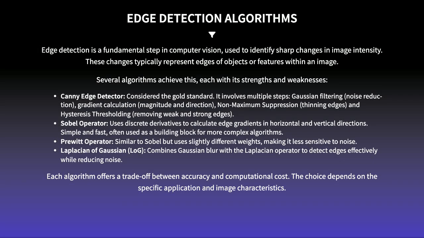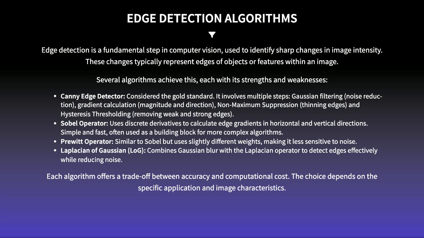Okay, let's talk about edge detection. It's a really crucial step in computer vision. Essentially, we want to find where things change drastically within an image. Those are our edges. Now, there aren't just one or two ways to do this. The Canny detector is often considered the top choice because it does a really thorough job of filtering out noise and finding clean edges. It's like a multi-step process: blurring the image first, then figuring out where the changes are happening, thinning those edges out so they're nice and sharp, and finally making sure we only keep the truly important ones. Then you have the Sobel operator, which is simpler but still quite effective, and Prewitt too.